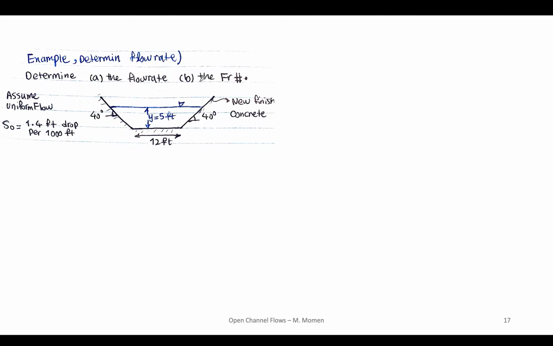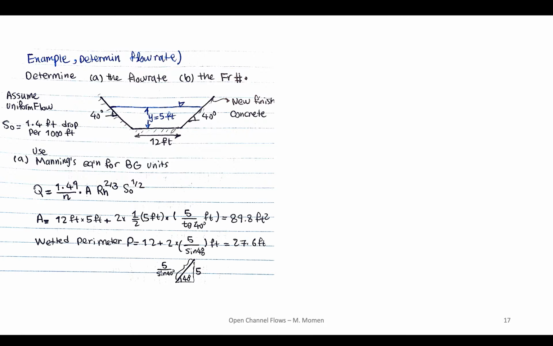Okay, the first thing I'm going to do is use Manning's equation, and as you can see, we have a British system here, right? We have foot, so I'm going to use Manning's equation for BG units, British units. So Q is kappa, which is 1.49, over n, times A, times R_H, the hydraulic radius, to the power 2/3, times S_0 to the power 1/2.